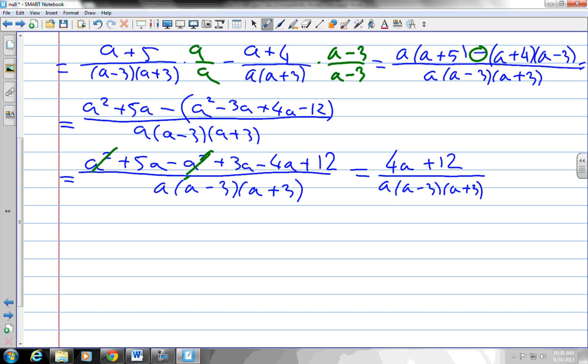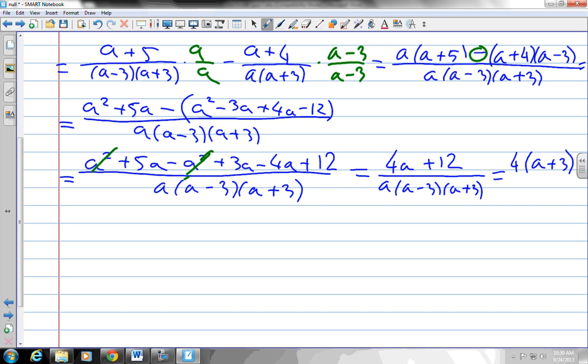Well, now you want to try to simplify your fraction. After you're done simplifying the numerator, ask yourself, can you factor that numerator? Is there anything that can be factored? What can I factor? If I pull a 4 out, that'll leave me with A plus 3.